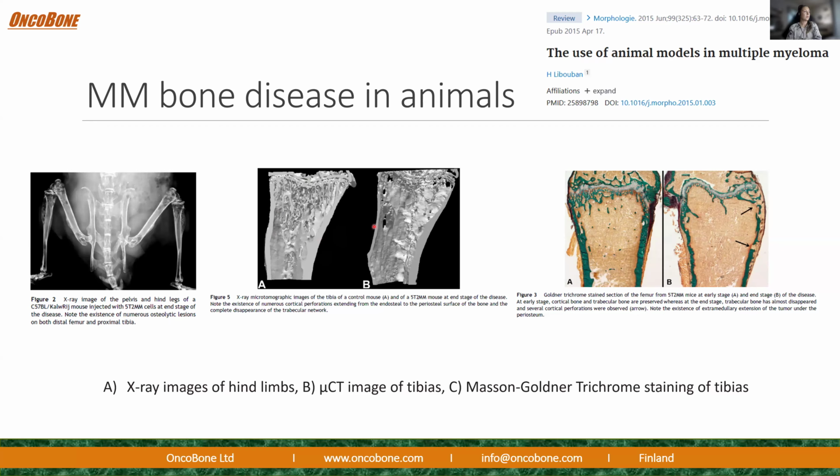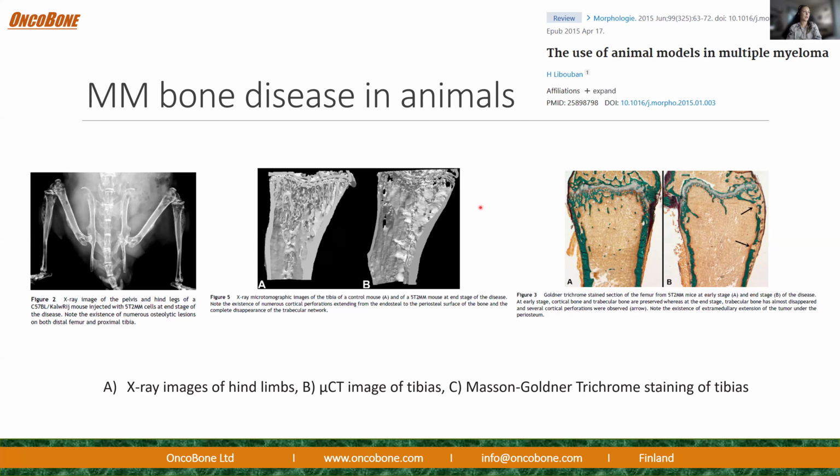In a mouse with multiple myeloma bone disease, we basically do not see that trabecular bone anymore. We can also see that the cortical bone is a lot thinner on the edges, and we can already see some holes throughout the bone. So the bone structure really changes dramatically as the disease progresses.